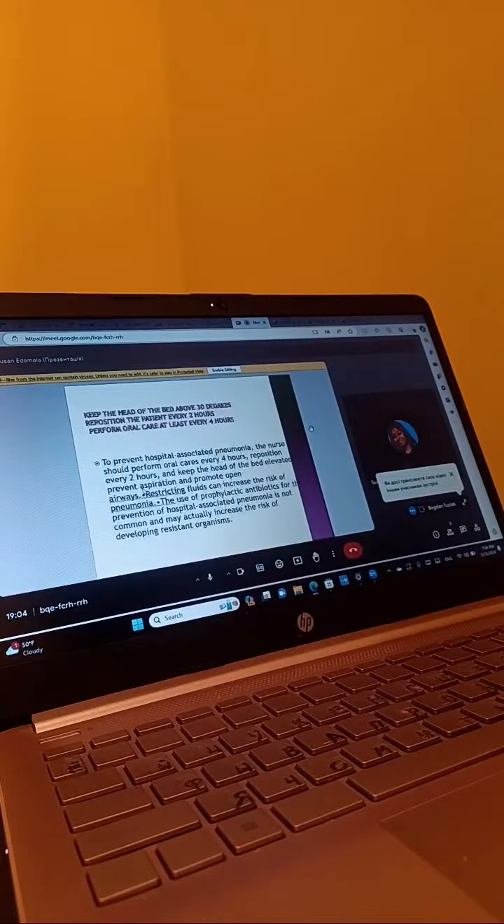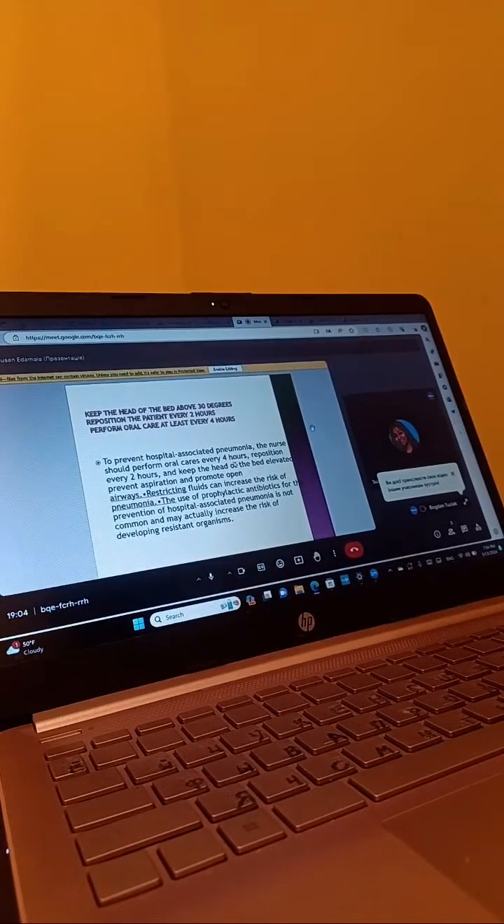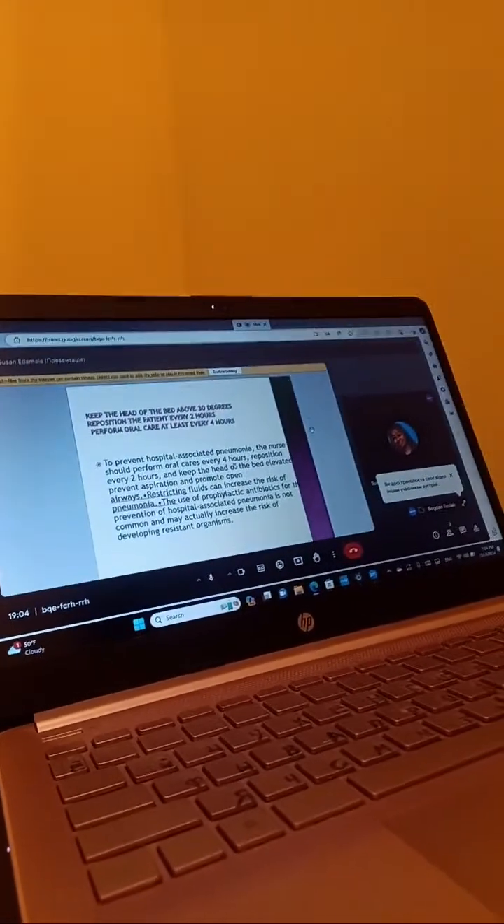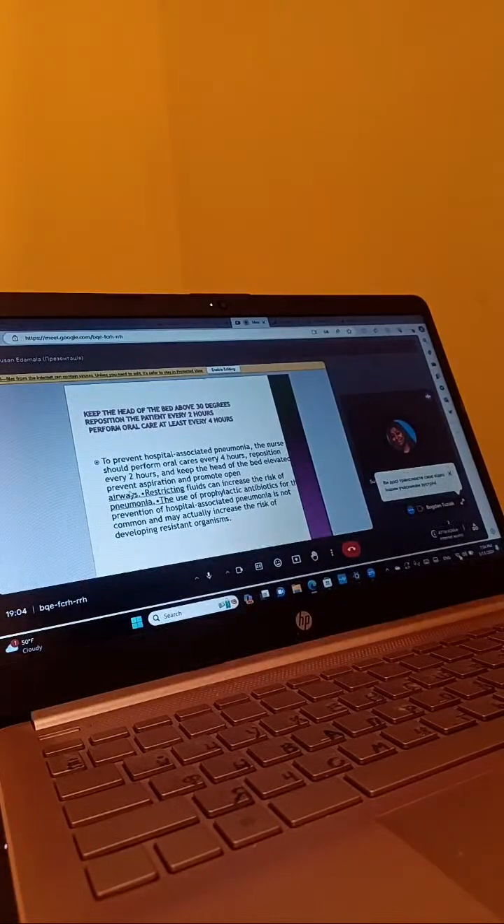Keep the head of the bed elevated, reposition and perform oral care to prevent hospital associated pneumonia. The nurse should provide oral care, not every 2 hours. Reposition is every 2 hours. Oral care is every 4 hours. I take that back, it's my mistake. It is oral care every 4 hours and reposition every 2 hours. Perfect. And keep the head of the bed elevated.